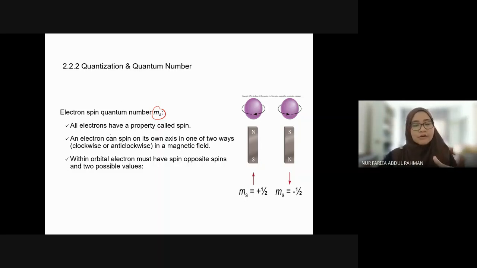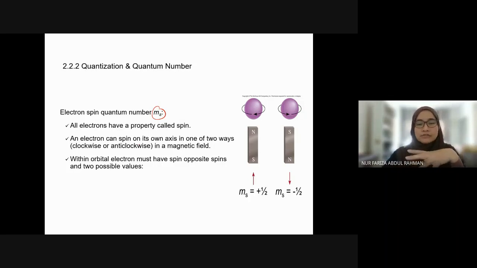So all electrons have a property called spin. Spin tu maksudnya the way dia spin lah, dia pusing kan, dia bergerak. Okay, the electron can only spin. Dia tak boleh melompat ke apa kan, dia can only spin.